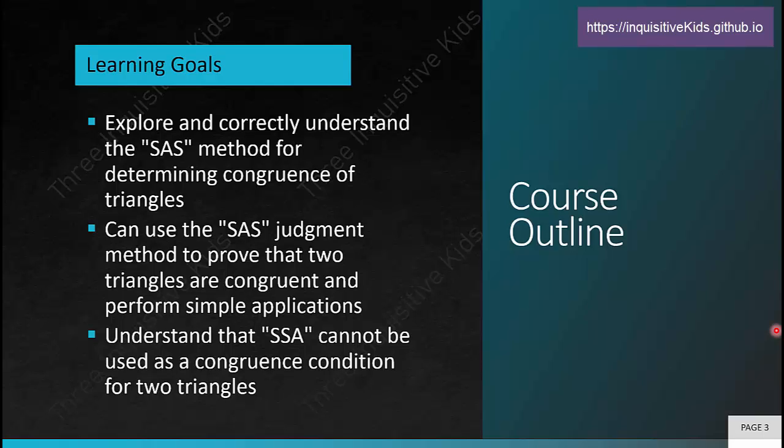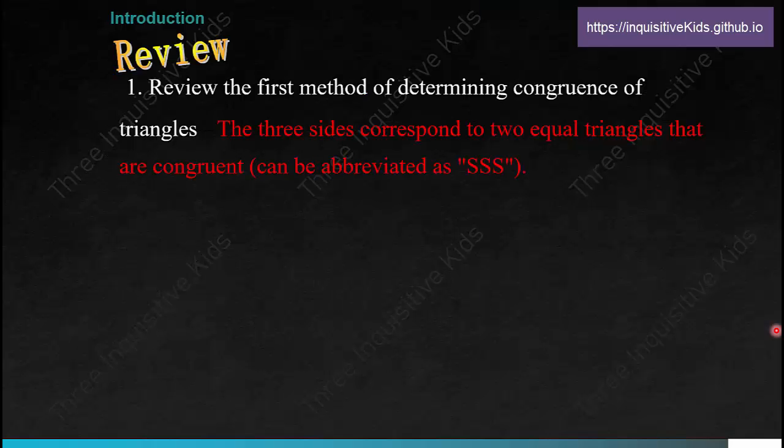Learning goals for today. Explore and correctly understand the SAS method for determining congruence of triangles. Can use the SAS judgment method to prove that two triangles are congruent and perform simple applications. Understand that SSA cannot be used as a congruence condition for two triangles.